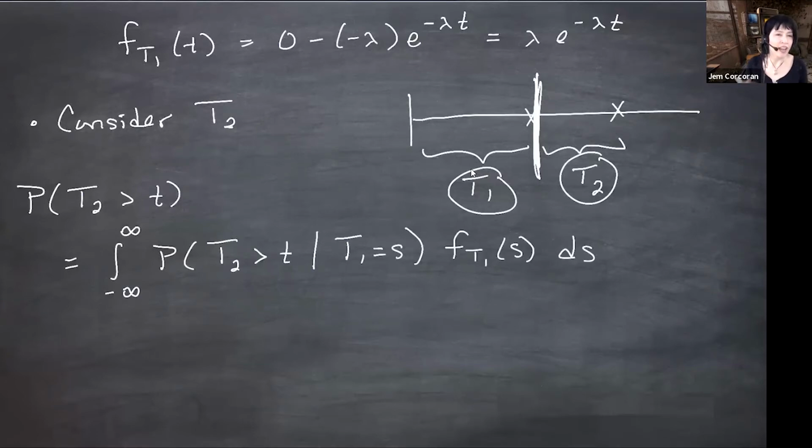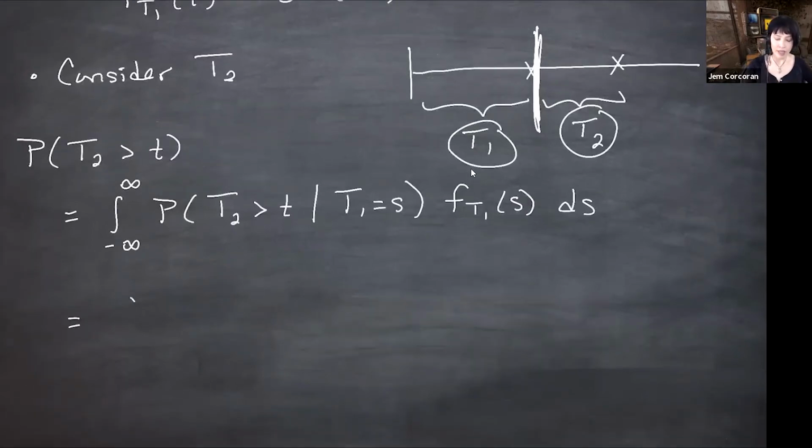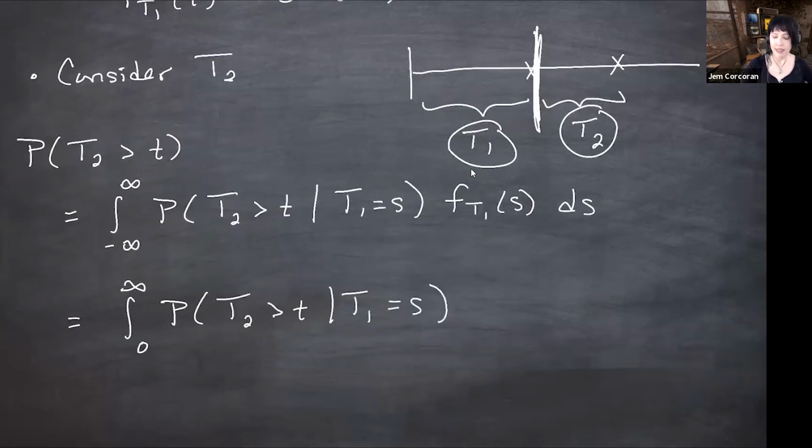So I said it was generic, and that's because T1 is an exponential and doesn't take on negative values. So this is going to be the integral from 0 to infinity of the probability T2 is greater than t given T1 is s, times lambda e to the minus lambda s ds, because we already know that T1 is exponential. So we're trying to show something that's a property of the Poisson process. We need to get the Poisson stuff in there.